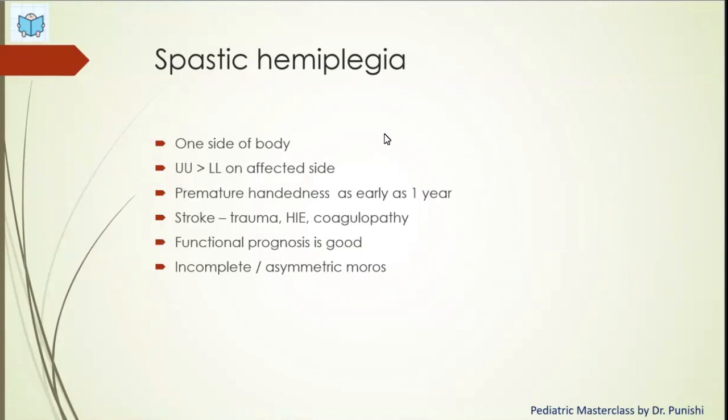Spastic hemiplegia, as the name suggests, affects one half of the body, and the upper limb is involved more. Premature handedness as early as 1 year. Usually handedness appears after 2 years of age. But if you have early handedness or asymmetric Moro, all these are abnormal findings. Common causes could be stroke because of trauma, HIE, or coagulopathy. So many times in the case of spastic hemiplegia, we might have to work up for coagulation abnormalities, thrombophilia, etc., if that is what we find on neuroimaging. Prognosis is good and we might have incomplete or asymmetric Moro.